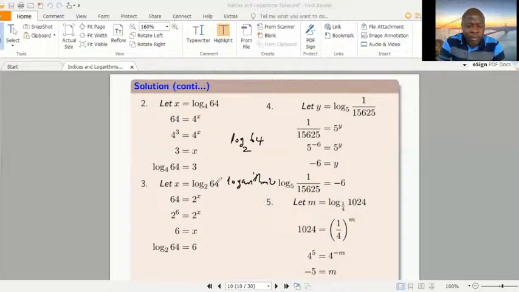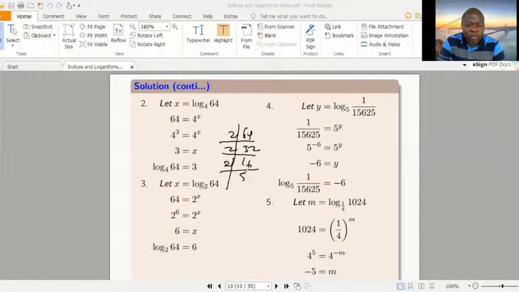x comes where 64 is, and 64 goes where x is. So 64 equals 2 raised to x. And then write 64 in terms of 2. How many times will 2 go into 64? 32 times. 2 into 32, 16 times.